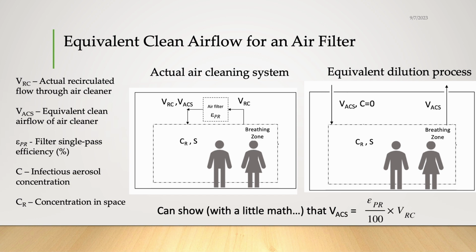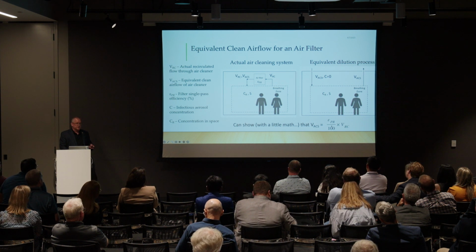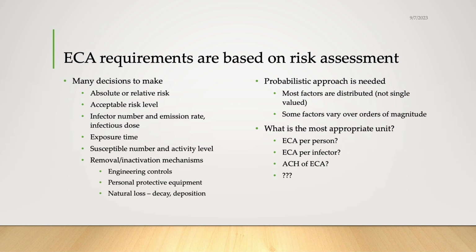So here's a really simple example of equivalent clean airflow. Let's suppose that I'm going to maintain some target concentration of a contaminant in a space by putting air through a filter that has a known efficiency. So there's some flow rate VRC, actual airflow, going through this filter. But if it doesn't have 100% efficiency, there's some equivalent clean airflow, VACS, that's going to be somewhat less. So we can imagine a process where there's a flow rate VACS into this space and exhausted at an equal rate, and it maintains the same concentration. We can show with very little math that for this air cleaner, the equivalent clean airflow is essentially the filter efficiency multiplied by the actual airflow. And we can do that for other controls as well.